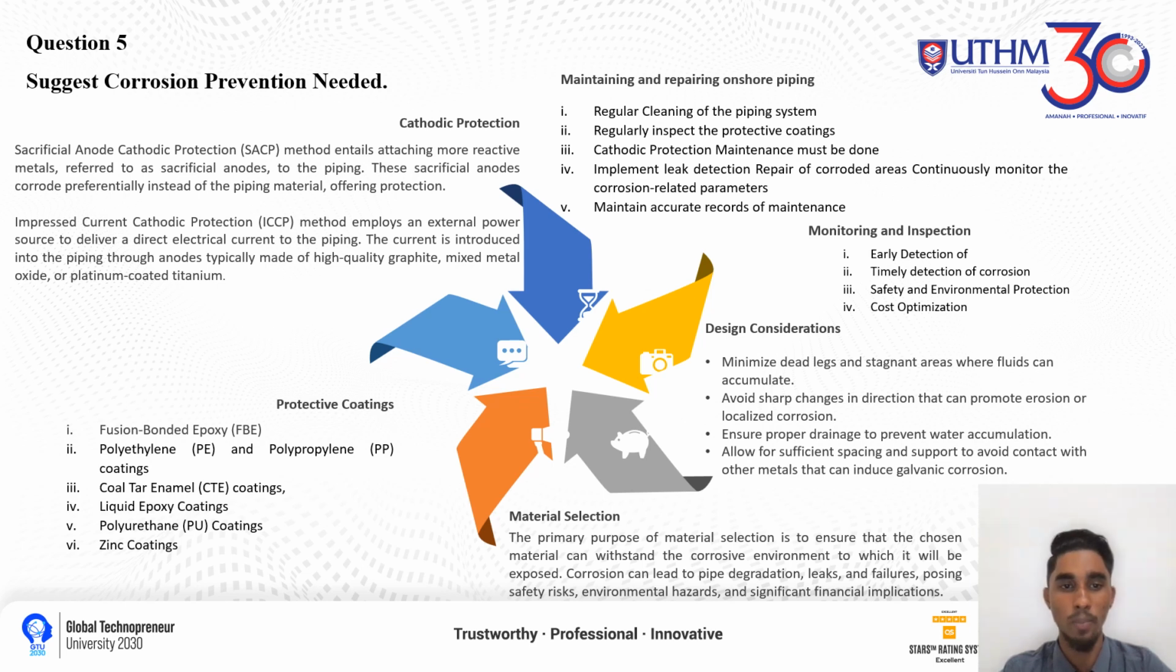The second one is the polyethylene or polypropylene coatings, which are commonly utilized for buried onshore pipelines. These coatings are applied as extruded or hot applied tapes, which are then heat shrunk and fusion bonded to the surface of the pipe. They offer favorable resistance to soil stress, abrasion, and chemicals.